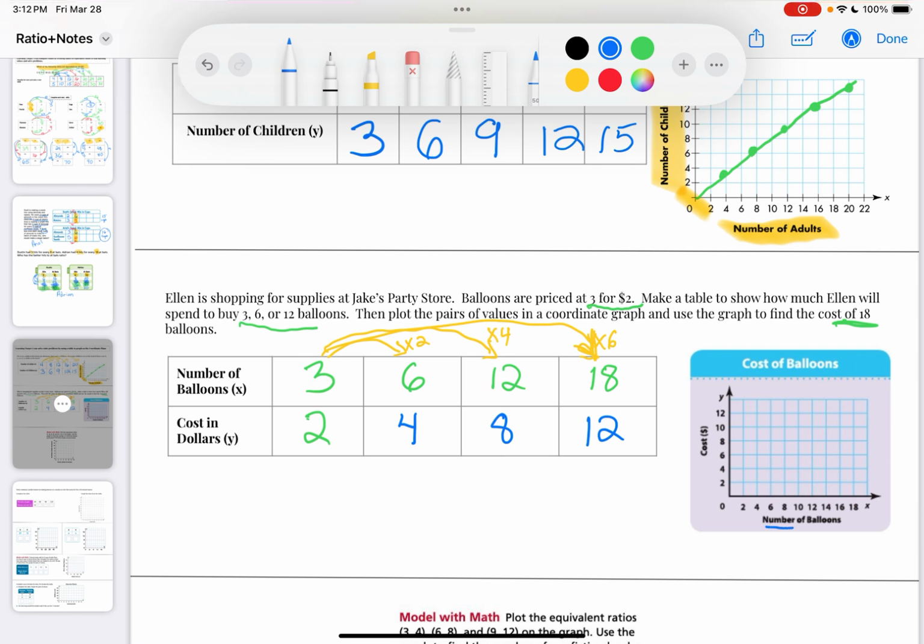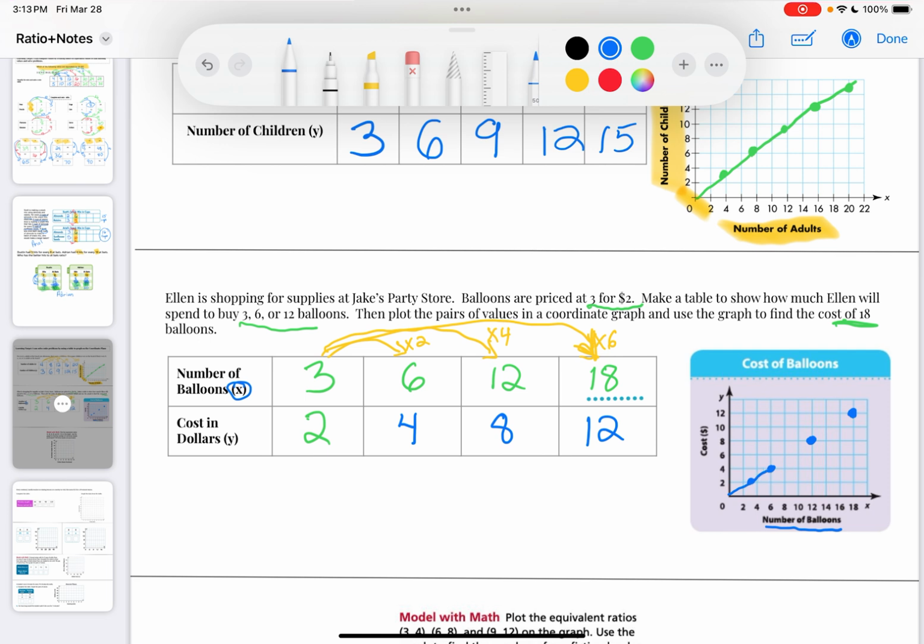Number of balloons is on the bottom. That's my X. So we can see right there. And then cost in dollars is Y. That means it's the up. So over 3, up 2. Put a dot right there. So 3 balloons cost $2. 6 balloons is $4. 12 balloons is $8. And then 18 balloons is $12.